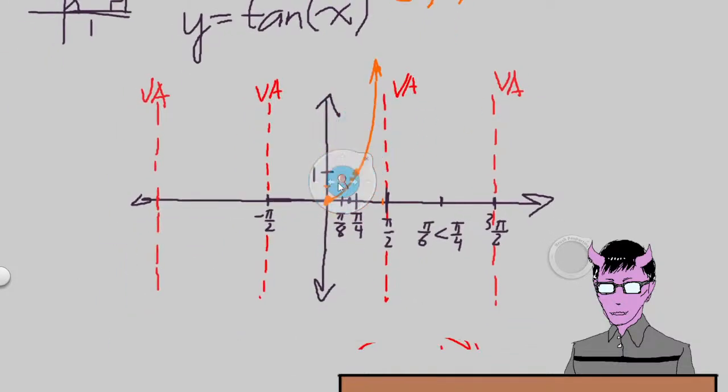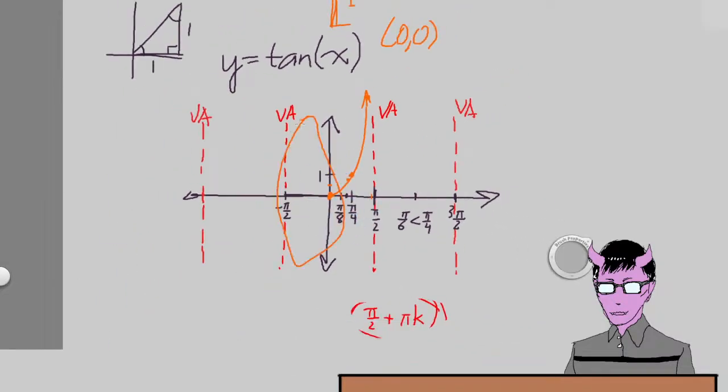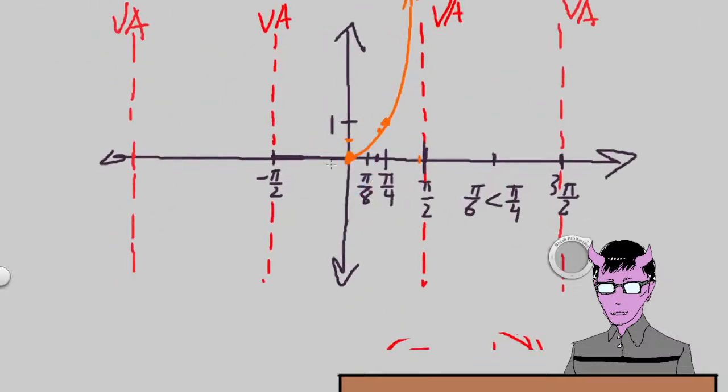And then how do we get this other side of the graph? Well, it's going to be a perfect reflection across the origin. It's going to look something like this. So here's how we do this. This is 1 hash mark over, which is going to be negative pi over 4.